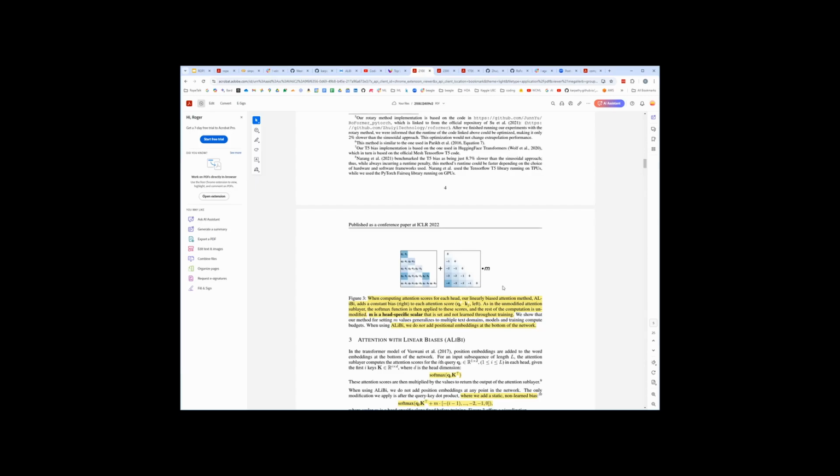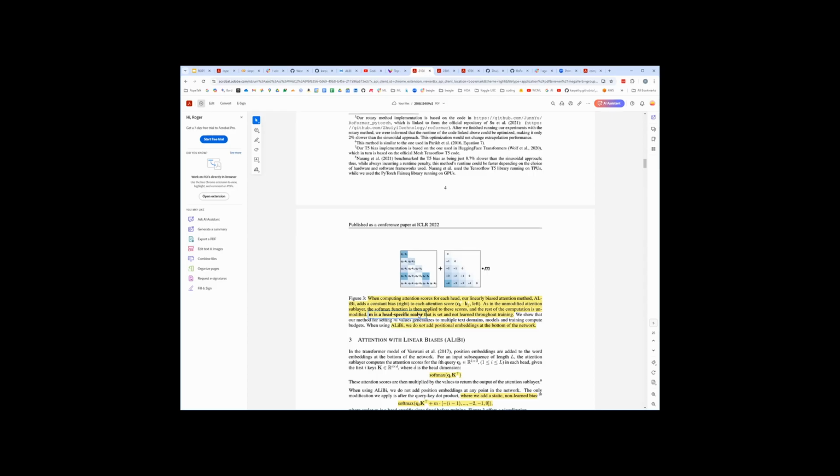The one other element is that m is a head-specific scalar, so each head has a different bias, a different slope to that line. My intuition is that some heads are going to be more effective close in. Some heads are going to have a longer range because they don't bias the farther ones as negatively, so they have a longer range reach.